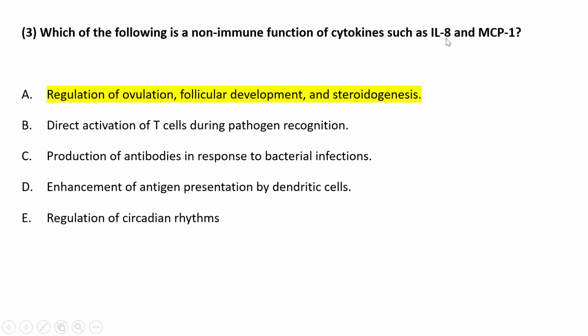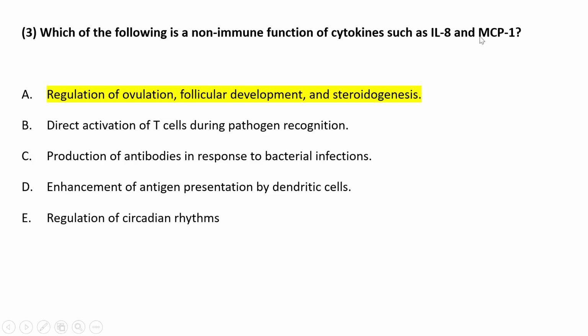And interleukin 8 recruits the neutrophils to the site of infection. So here the question is, which of the following is a non-immune function of cytokines? The regulation of ovulation, follicular development, and steroidogenesis. So this is the correct answer, because cytokines like interleukin 8 and MCP1 have been found in the ovarian follicles, and they play a role in ovulation, follicle maturation, development, and steroidogenesis, that is the production of steroid hormone.